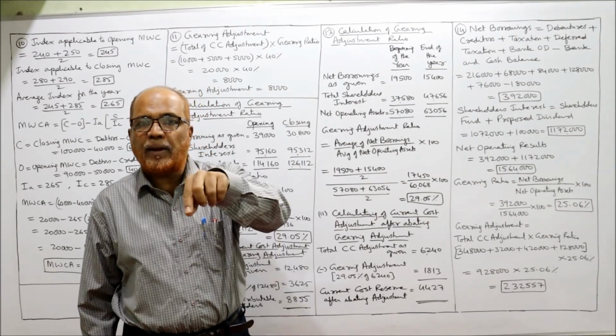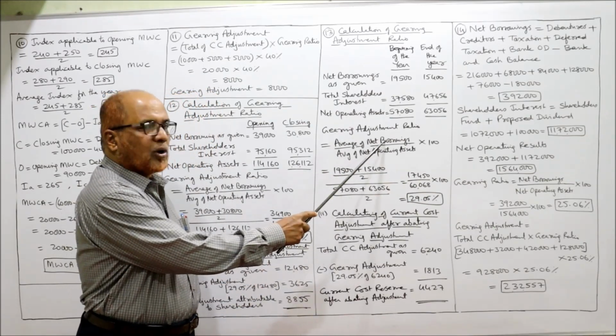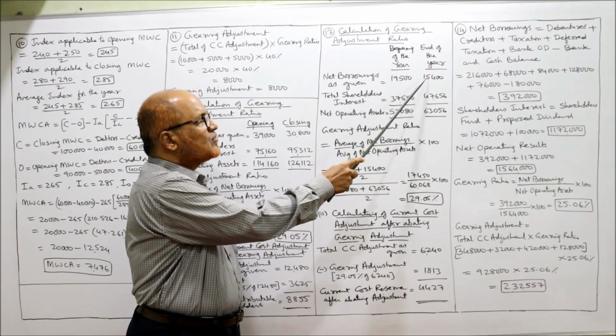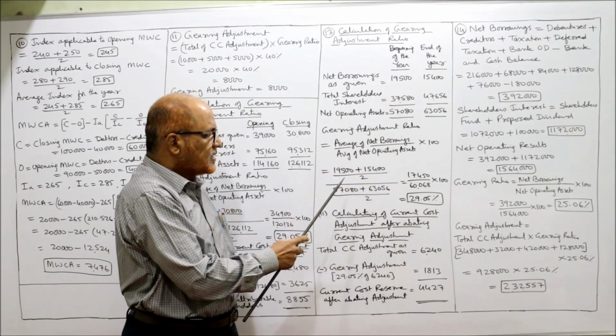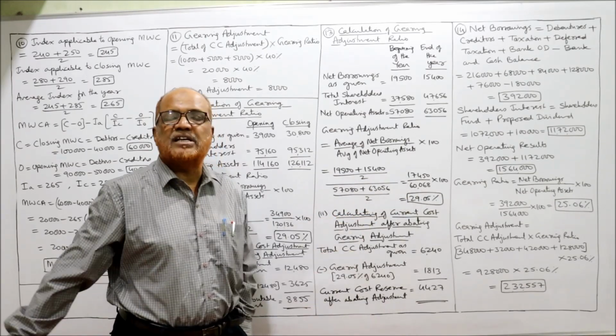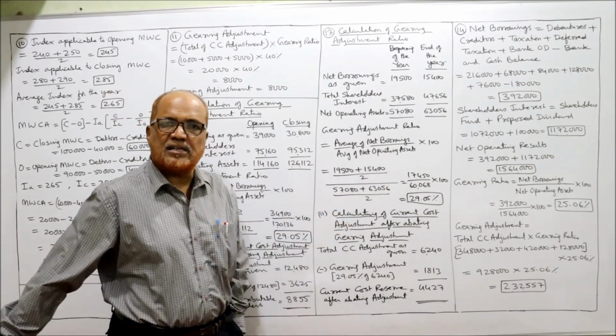Average means opening plus closing divided by 2. So here, average net borrowings. How much are the net borrowings at the beginning? 19,500 plus 15,400 divided by 2. See here, 19,500 plus 15,400 divided by 2 gives 17,450, the average net borrowings. Denominator, average net operating assets. Add up.